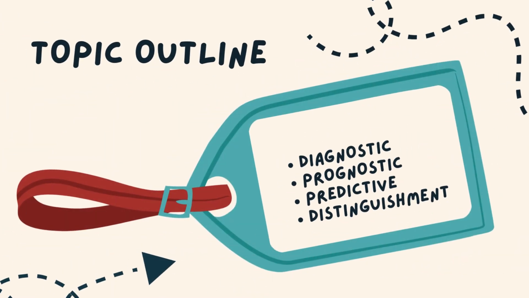Here is the quick outline for today's video. We are going to start with the diagnostic biomarkers, then move on to prognostic biomarkers. Finally, we'll touch base on the predictive biomarkers. Since it may be so easy to get confused between prognostic biomarkers and predictive biomarkers, we'll go through a few examples and try to distinguish them at the end. So stay with me.